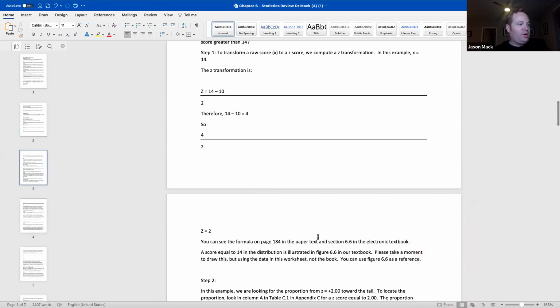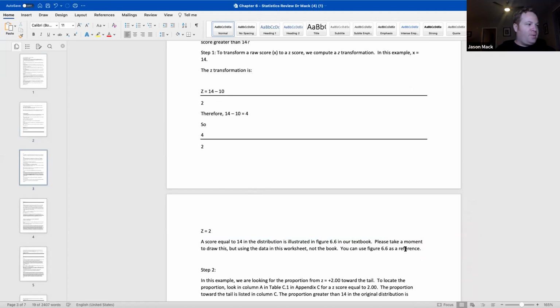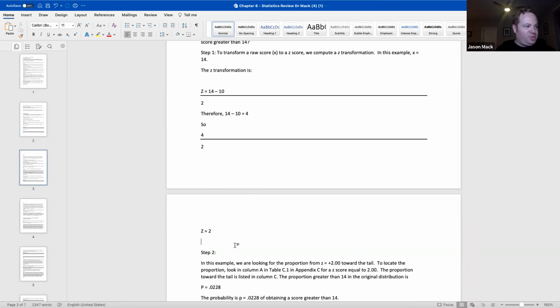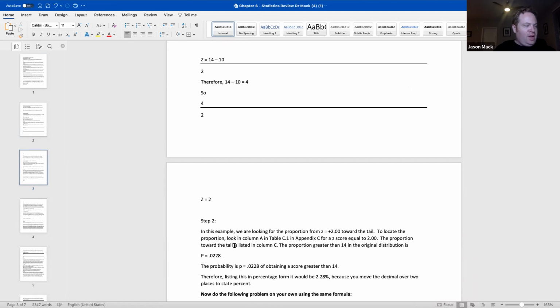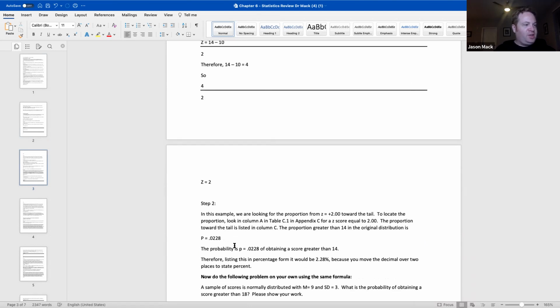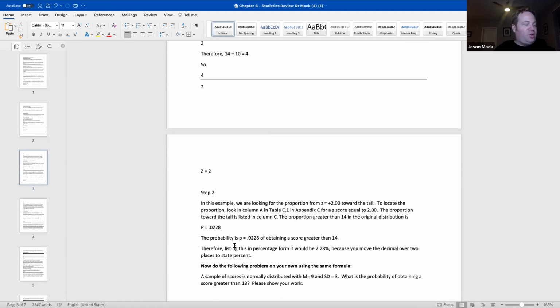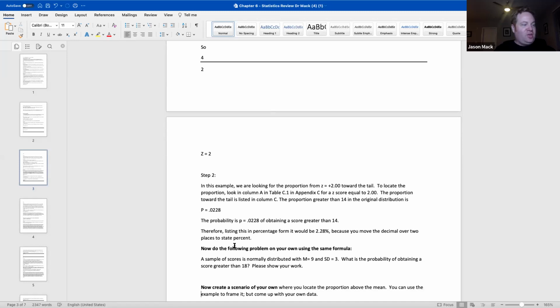Therefore, a score equal to 14 in the distribution shows in our textbook. Step 2. In this example, we were looking for the proportion of z equals 2 towards the tail. To look at the proportion, located in column A in table C.1 in appendix C for a z-score equal to 2. The proportion towards the tail is listed in column C. The proportion greater than 14 in the original distribution is p equals 0.228.